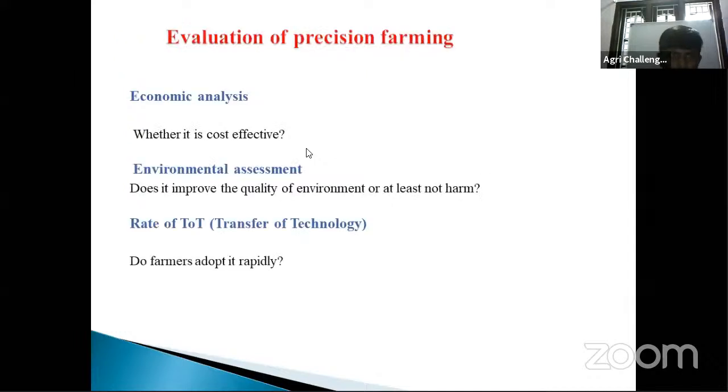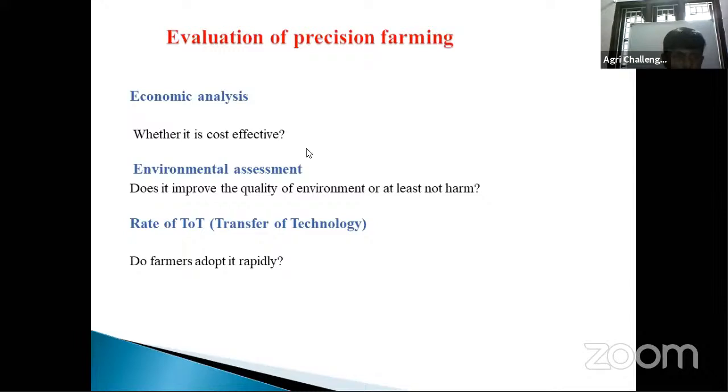Then next is evaluation. We have already discussed economic analysis. We have to question whether the technology is cost effective or not, based on the output we are getting.